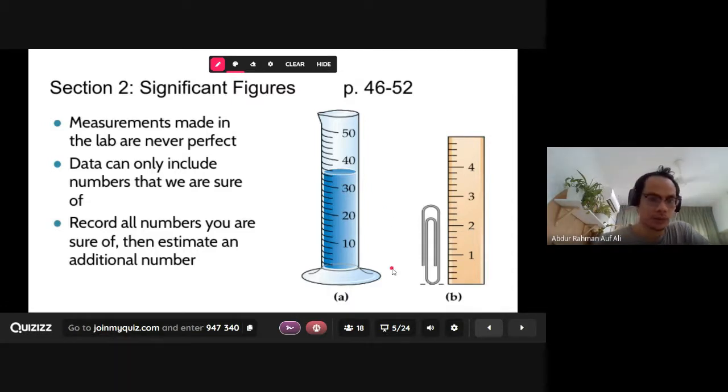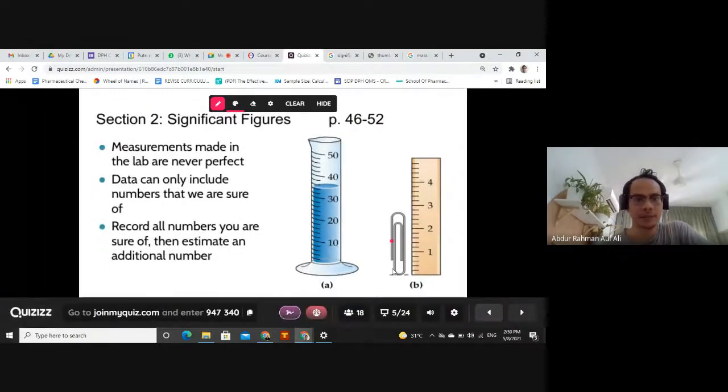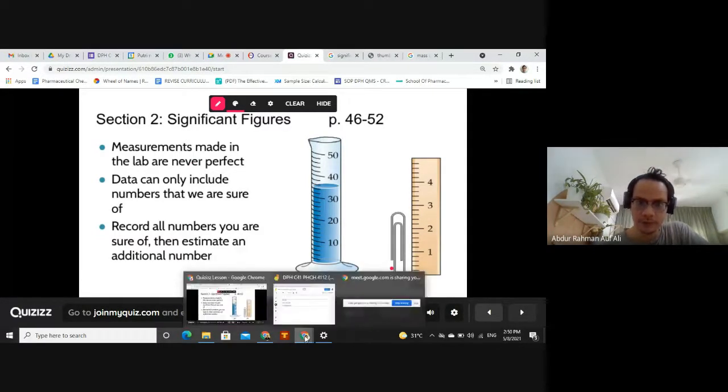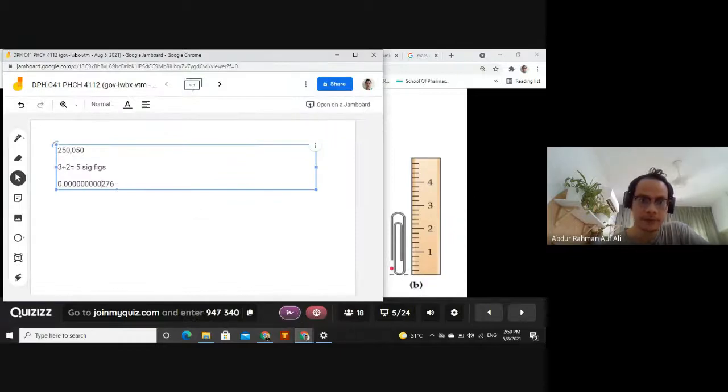So untuk demonstrate apa yang dia kata kat sini, measurements made in the lab are never perfect. Data can only include numbers that we are sure of. Okay? So maksudnya kat sini, kenapa significant figures ini penting? Bila kita nak buat any measurements, kita boleh guna pelbagai kaedah. Kenapa kita boleh guna pelbagai kaedah? Because kita ada pelbagai alat.